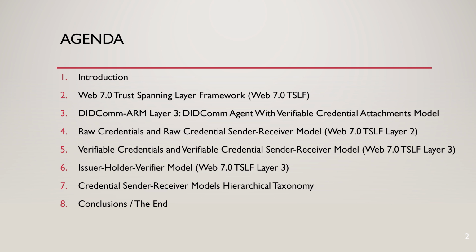Then we'll talk about raw credentials and provide a specific definition of what raw credentials are, and talk about the raw credential sender receiver model. And that happens to be a layer 2, so it's part of the trust spanning layer. From there, we'll derive a definition of verifiable credentials and the verifiable credential sender receiver model. Because this is a derived model, because it's based on the raw credential model, it actually lives in layer 3, the trust tasks layer of the trust spanning layer framework.